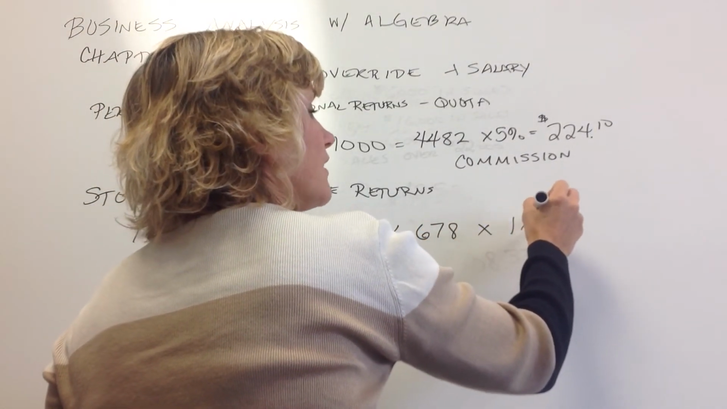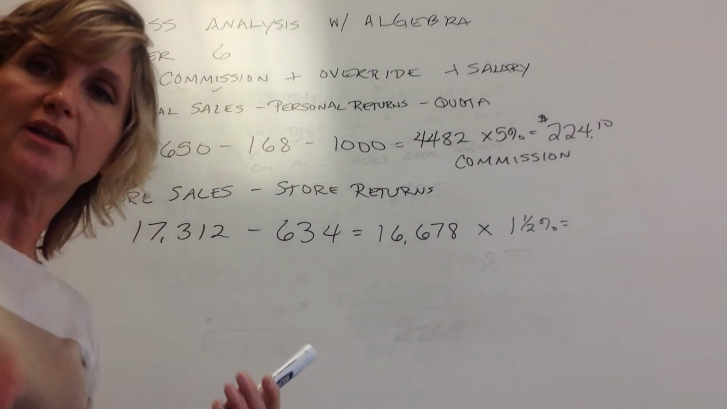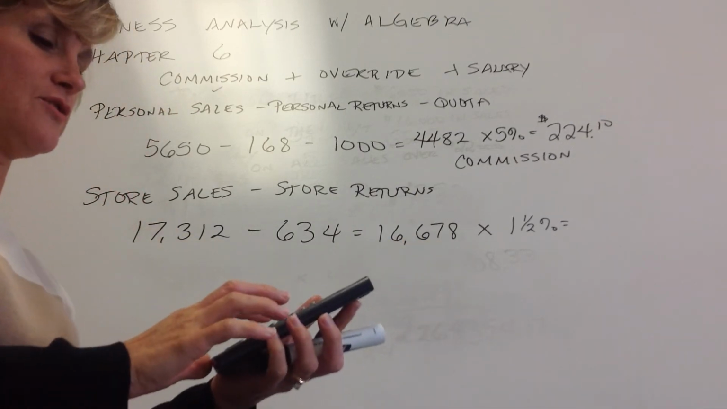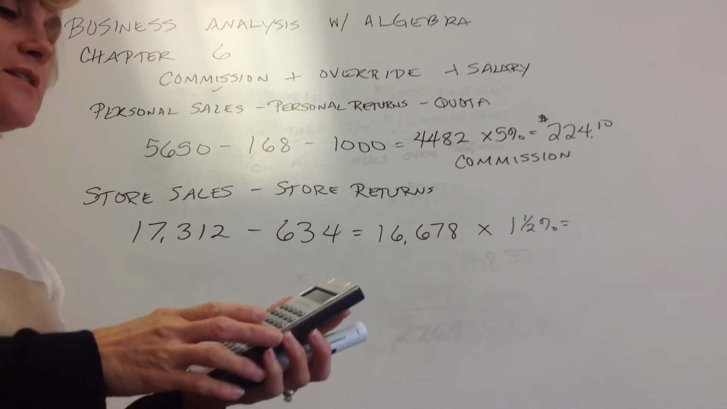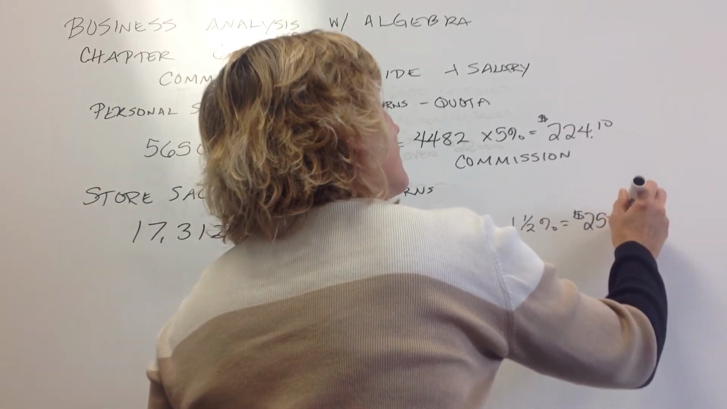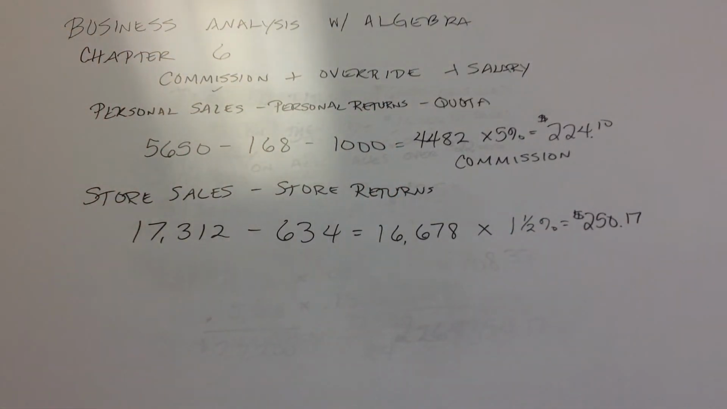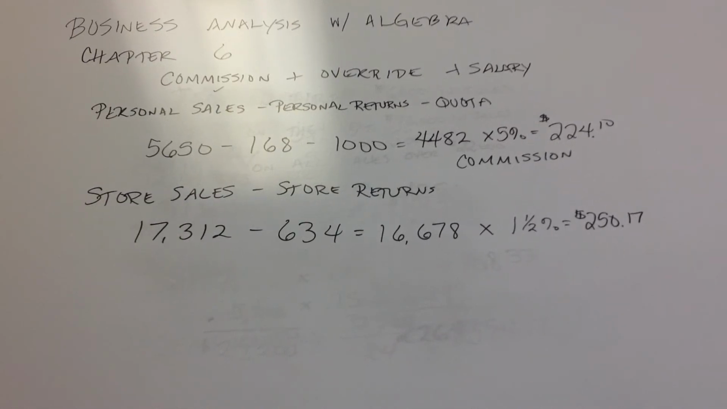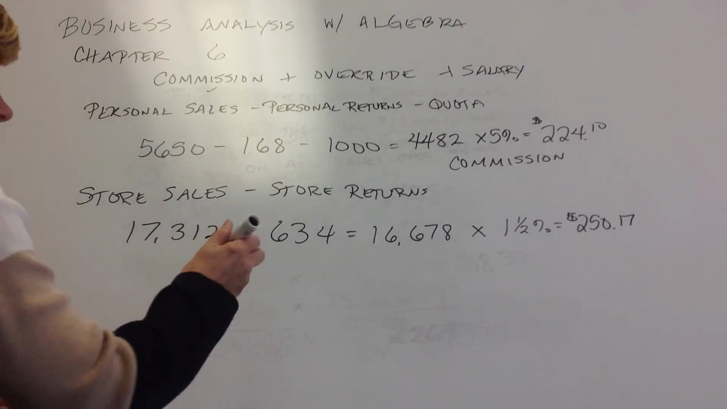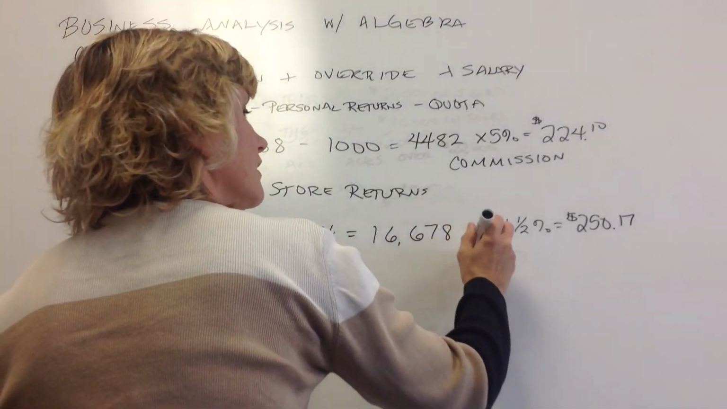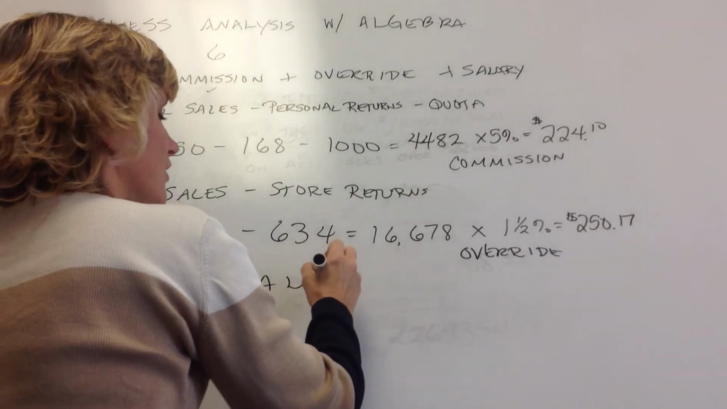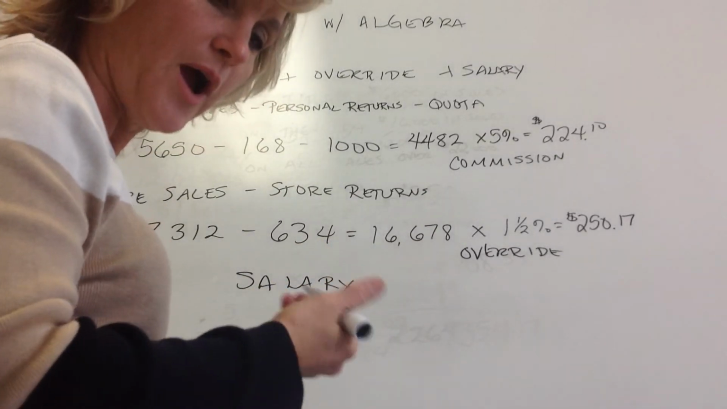So normally it's not quite as high because it's not your direct sales. Again, you're getting a cut for managing all the employees. So if we take our $16,668 times 1.5%, we get $250.17. Okay, then our final thing is just our salary. So that's our override. And then we just add to that our salary, which in this particular problem is $400.